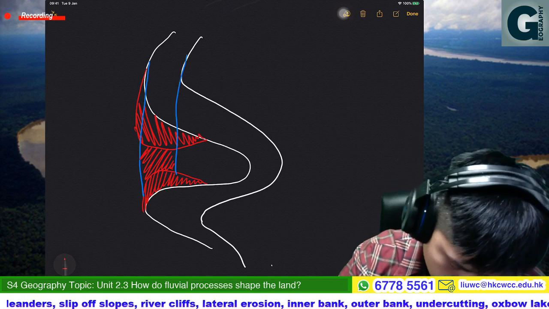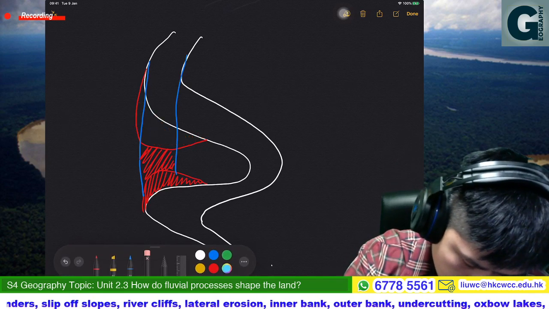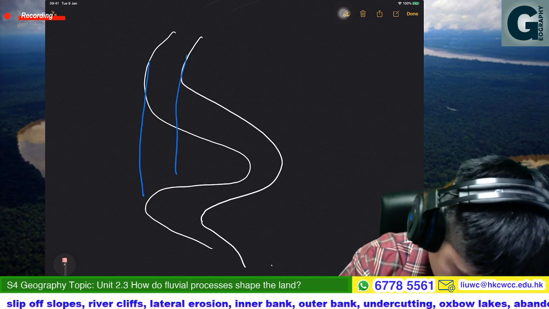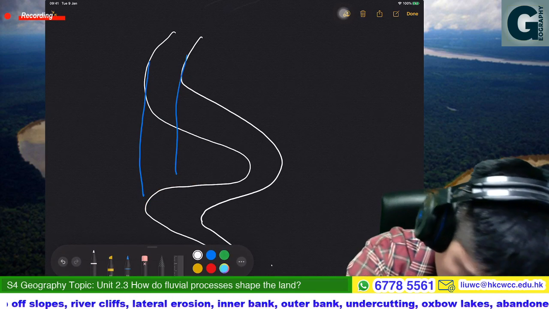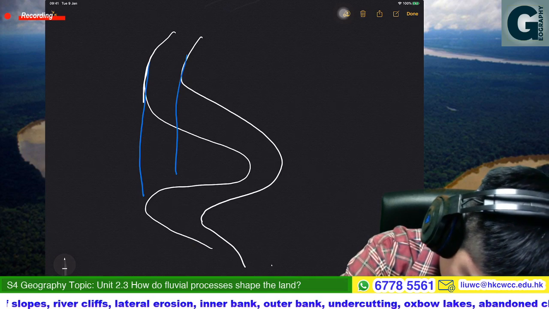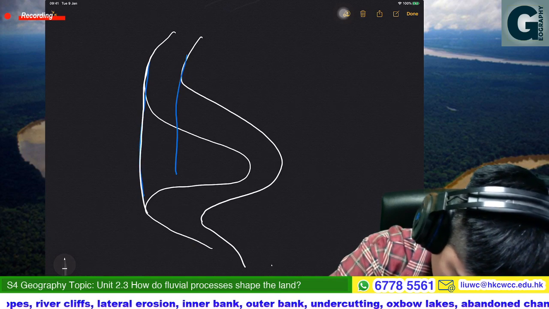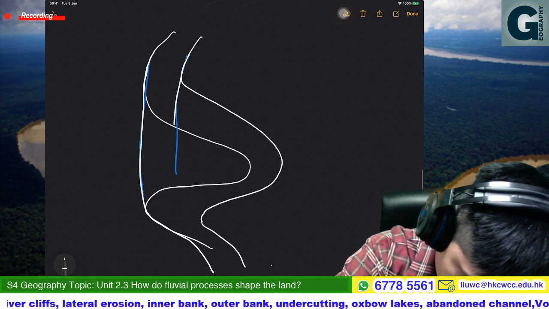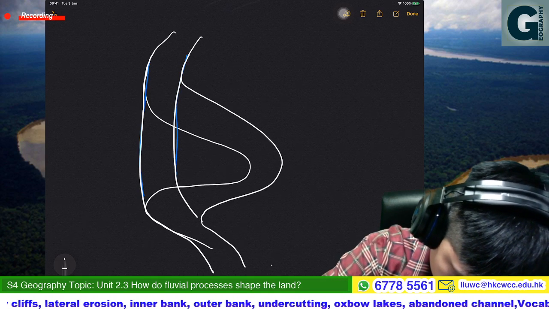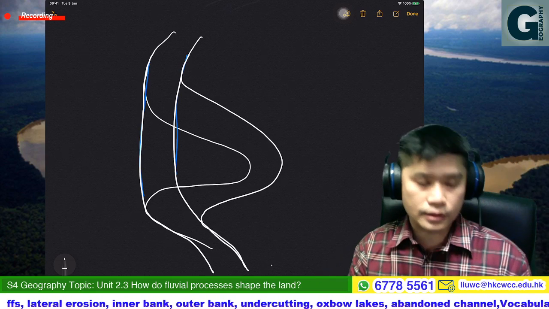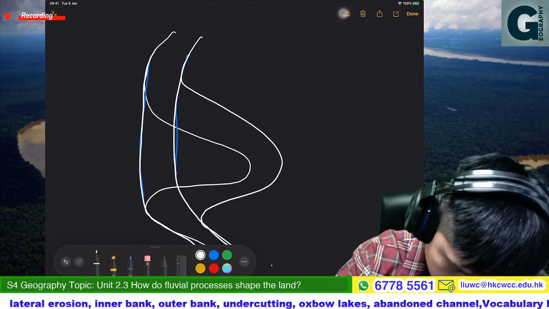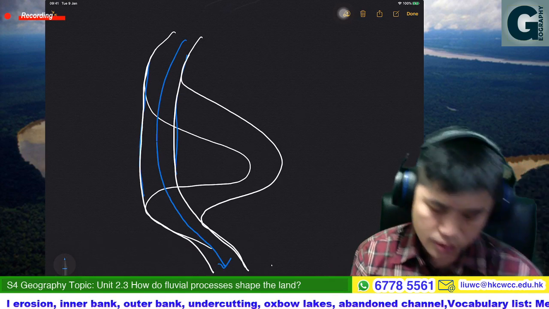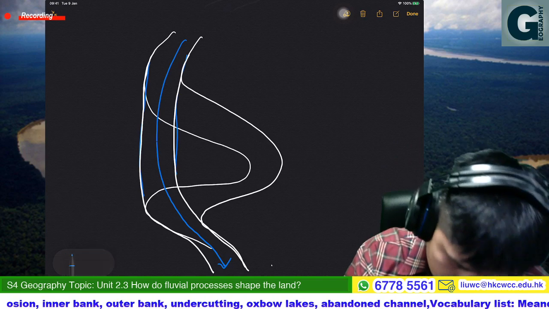So therefore, what could be the new look of the river? That could be like this. So the new river may become this, which connects the old one. Okay, and then the river will flow in this direction.